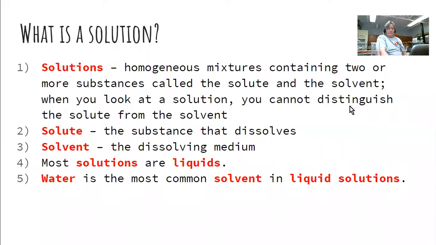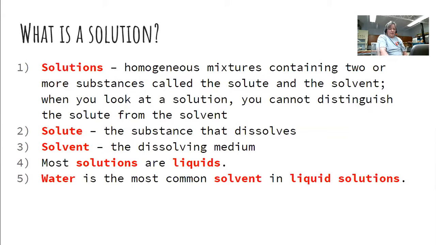Solutions are homogeneous mixtures containing 2 or more substances called the solute and the solvent. You may have heard of homogeneous mixtures because we've talked about that before, or in a different class. Mixing things together in which they're thoroughly combined and you can't tell one substance from another, that would be a homogeneous mixture. For example, if you mix sugar into hot tea and stir it up, you'd have a homogeneous mixture because you couldn't see the sugar versus the tea. It would all be one thing, one solution.